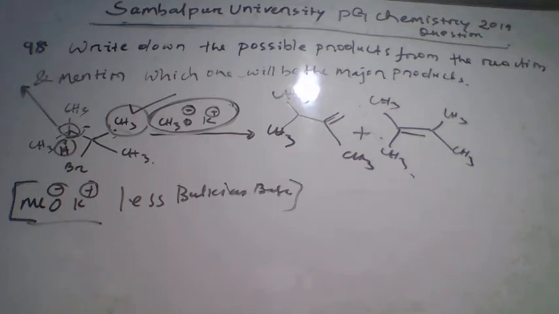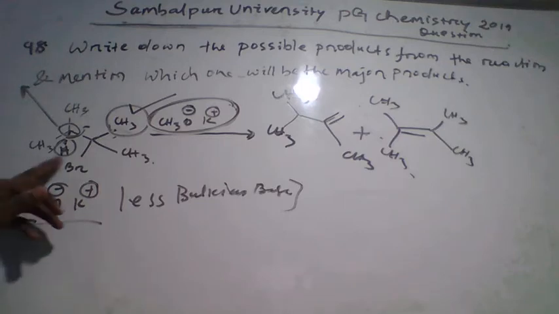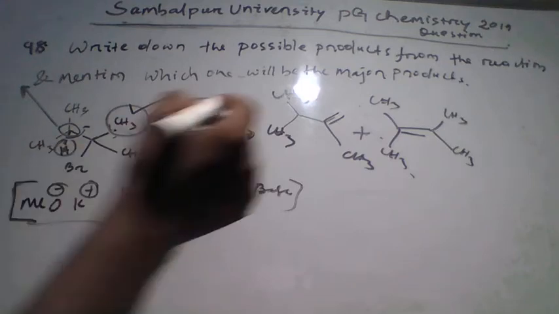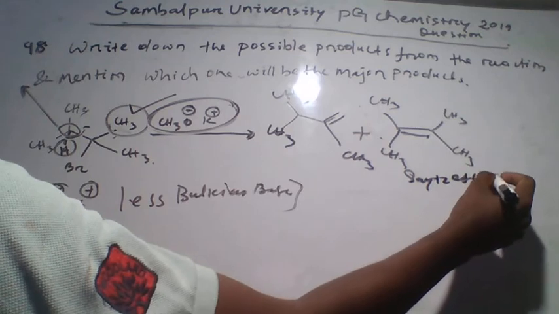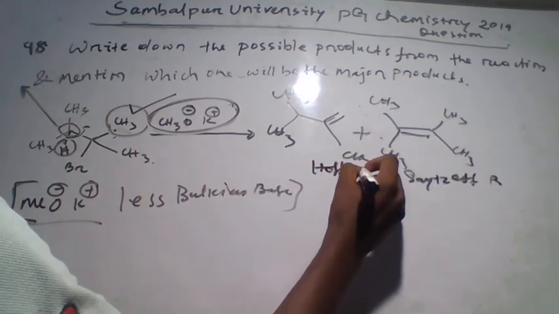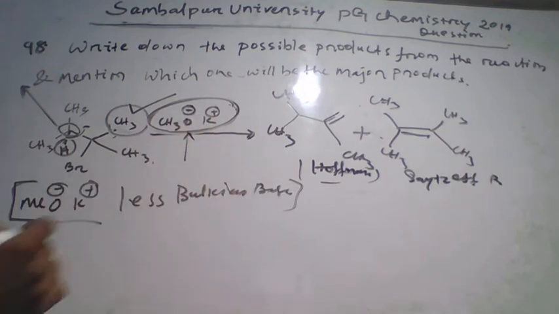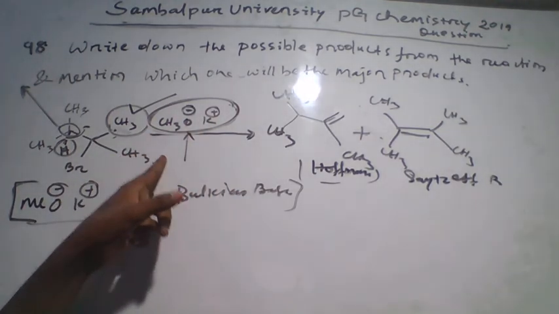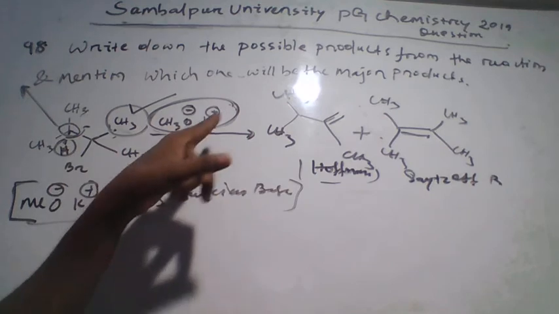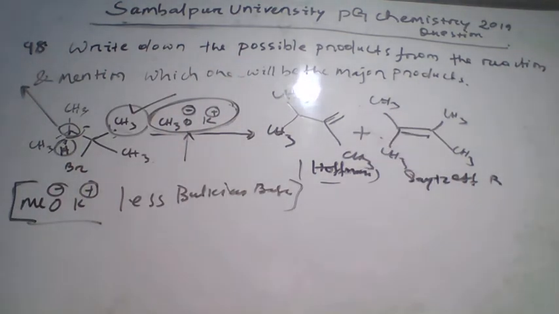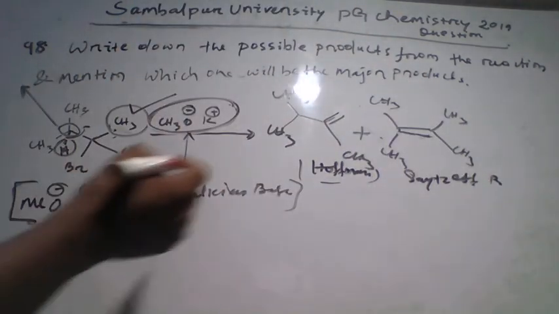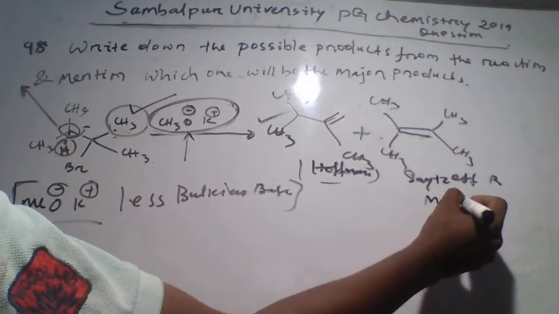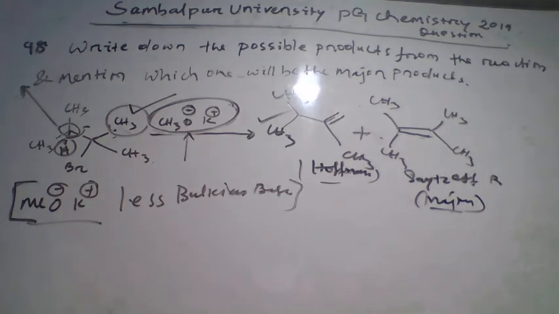So you should know, the Zaitsev product is the more substituted alkene. Here the Zaitsev product is this one. This is your Hofmann product. Okay, and the base which is used is less bulkier. That's why the product which is formed, that is the major product, is the Zaitsev product. That means this one is our major product, and this is your side product. Okay, major product. Okay, done. Then we'll see the next question here.